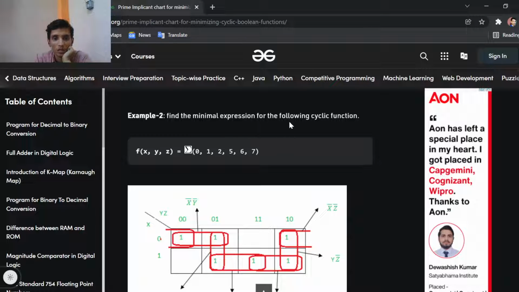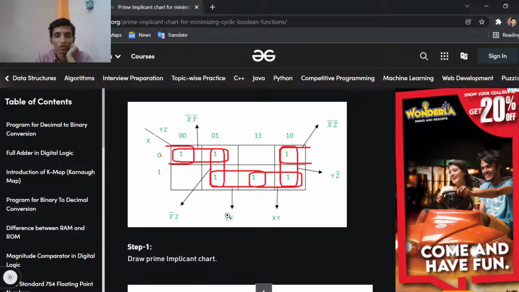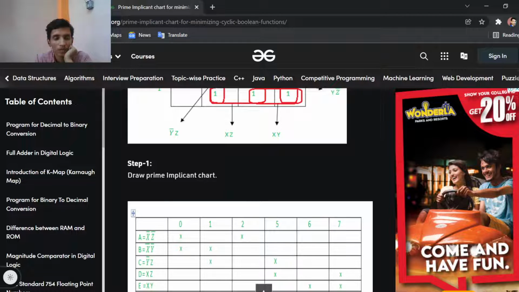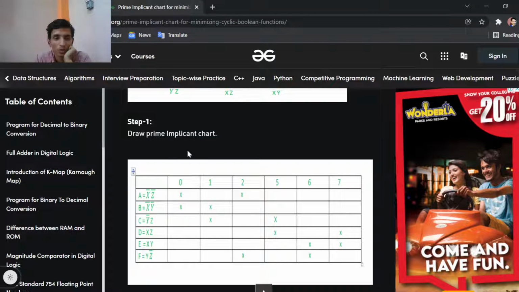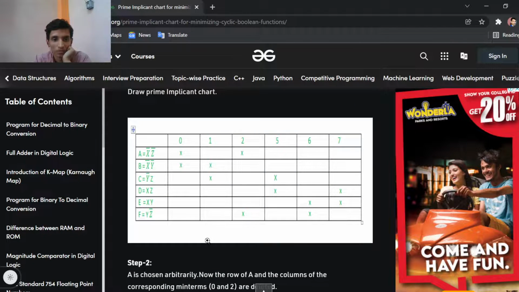Find the minimal expression for the following cyclic function, that is f of x, y, z, where x, y, z are variables, and this is given in the form of sum of products, that is SOP. This is the required K-map, and in step 1 we have to draw the prime implicant chart. After drawing the prime implicant chart, we'll get something like this.